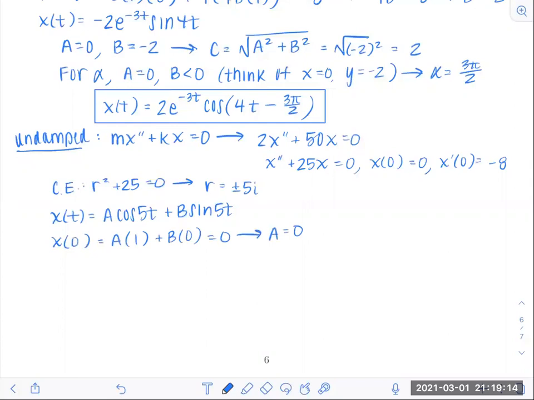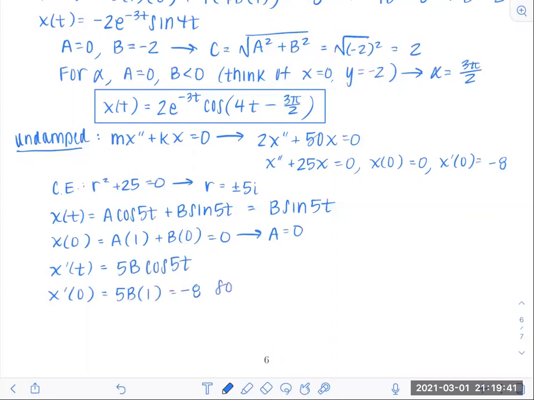And so I'll just actually plug that in up top. Our function now reduces to b sine of 5t. So let's use the first derivative here, which is 5b cosine 5t. And if I plug in 0, that gives me 5b times 1 equals -8. So b is -8 over 5. All right, so we have now solved for a and b.